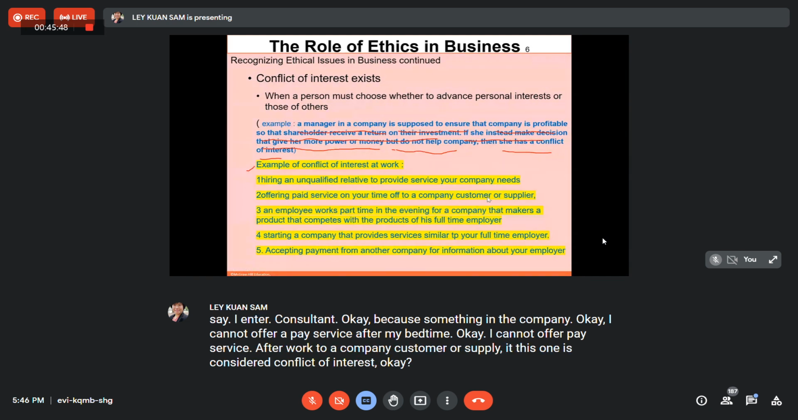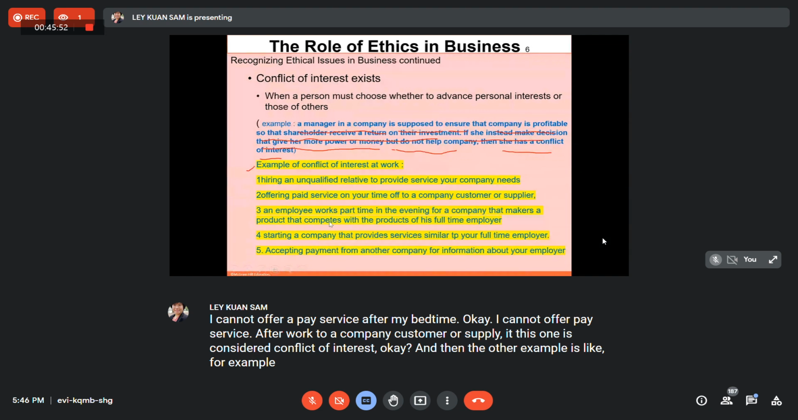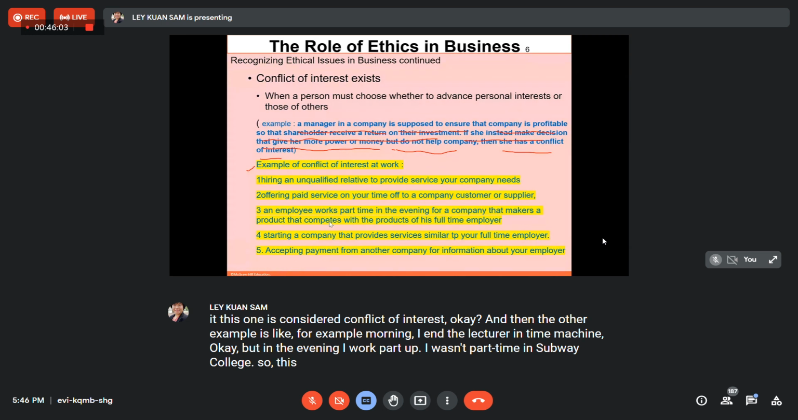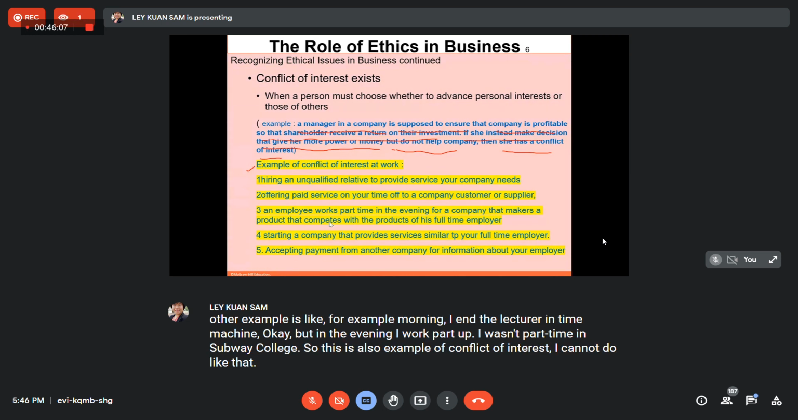The other example is, for example, in the morning I am the lecturer in TIUC, but in the evening I work part-time in Sunway College. So this is also an example of conflict of interest. I cannot do like that. So these are several examples of conflict of interest at the workplace.